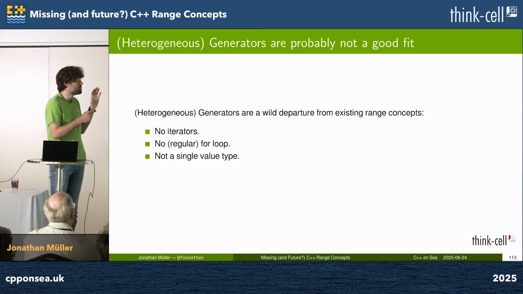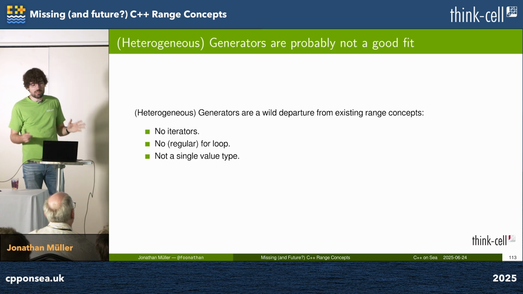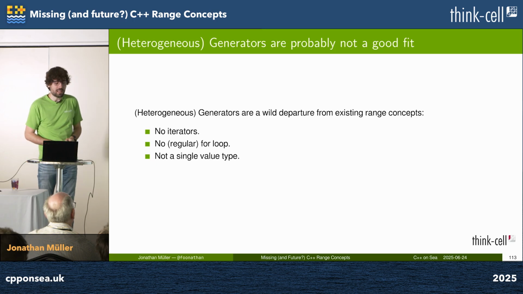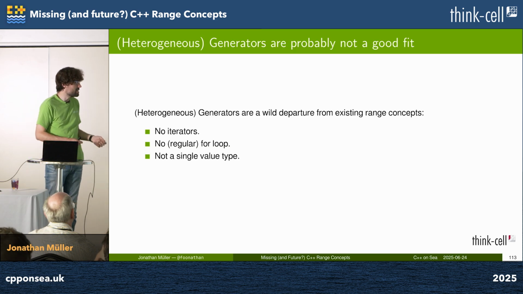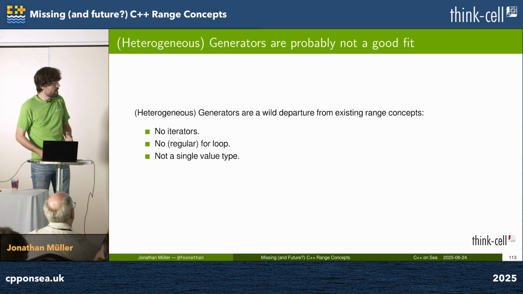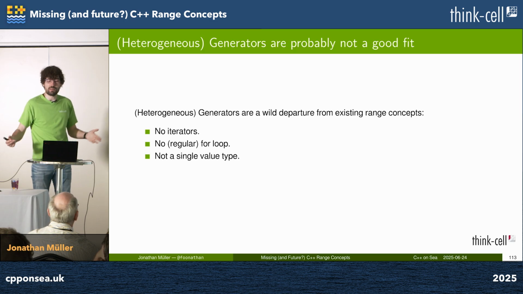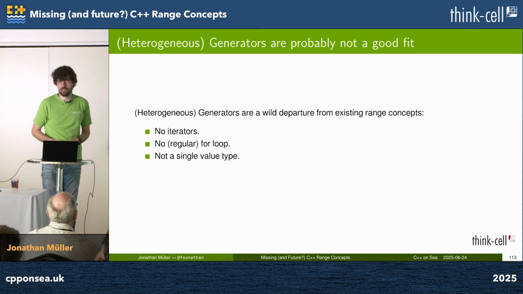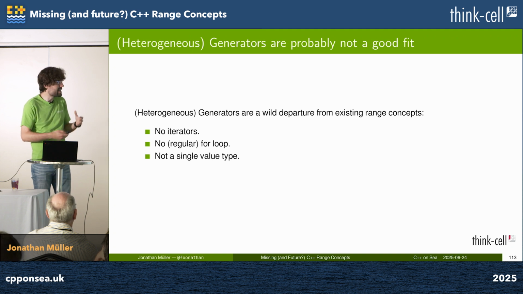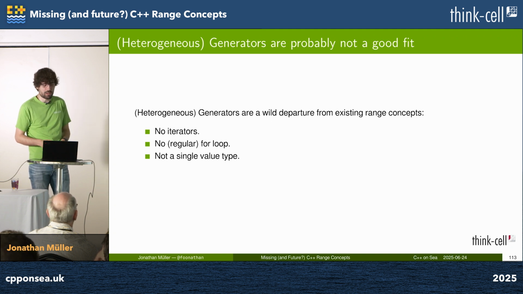However, the pure generators, and especially the heterogeneous generators, are probably not a good fit, right? They're like a wild departure from the existing range concepts. They don't have iterators, you can't use the regular for loop, and the heterogeneous ones don't even have a single value type. Having tuples as ranges is nice, but it requires a lot of work, requires a lot of specification. It's probably not worth it.